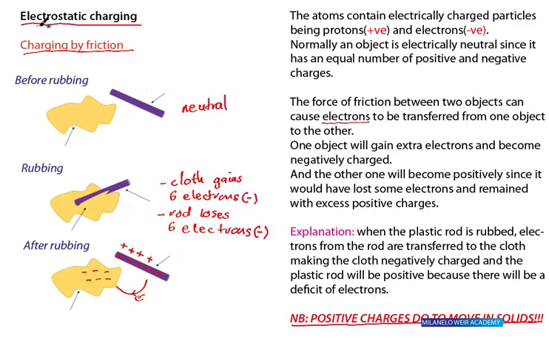So electrostatic charging. Now, if the rod gains more electrons from the cloth, then the cloth becomes positively charged.